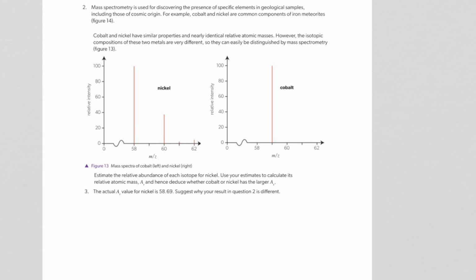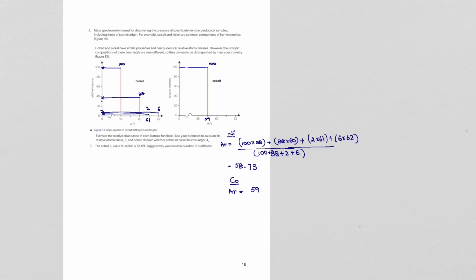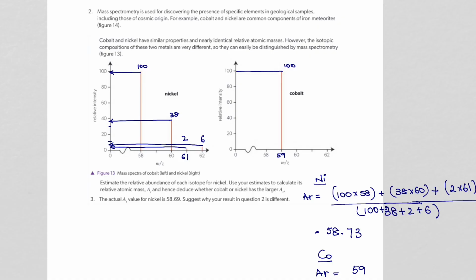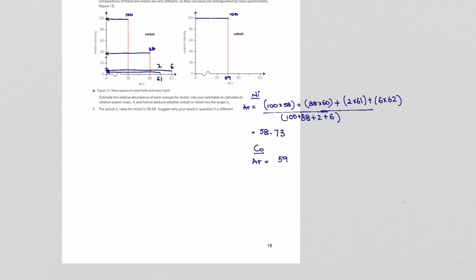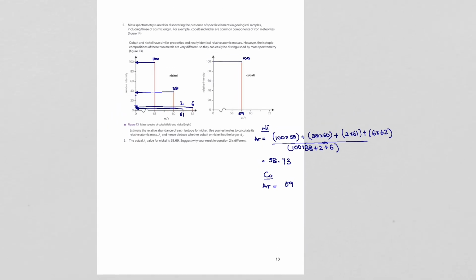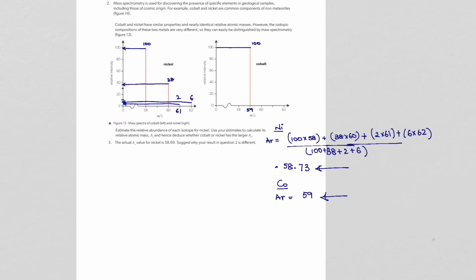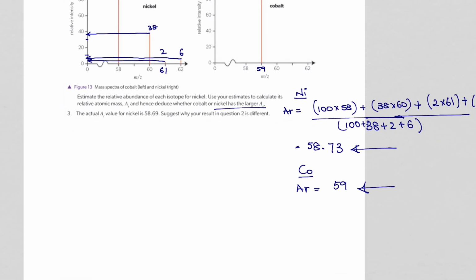And the last question, you can work this out, pause the video, and then you come back for the answers. So this is my answers. So for nickel, you see you have 4 isotopes. These two, you might miss them. They are very small. So there's 4 isotopes. I've approximated the values. If your relative intensity is slightly different, that's fine. And this is my isotopic mass for nickel. For AR, there is only one line, only one isotope. So it's only 59. So deduce which one has a larger AR. So it is cobalt.